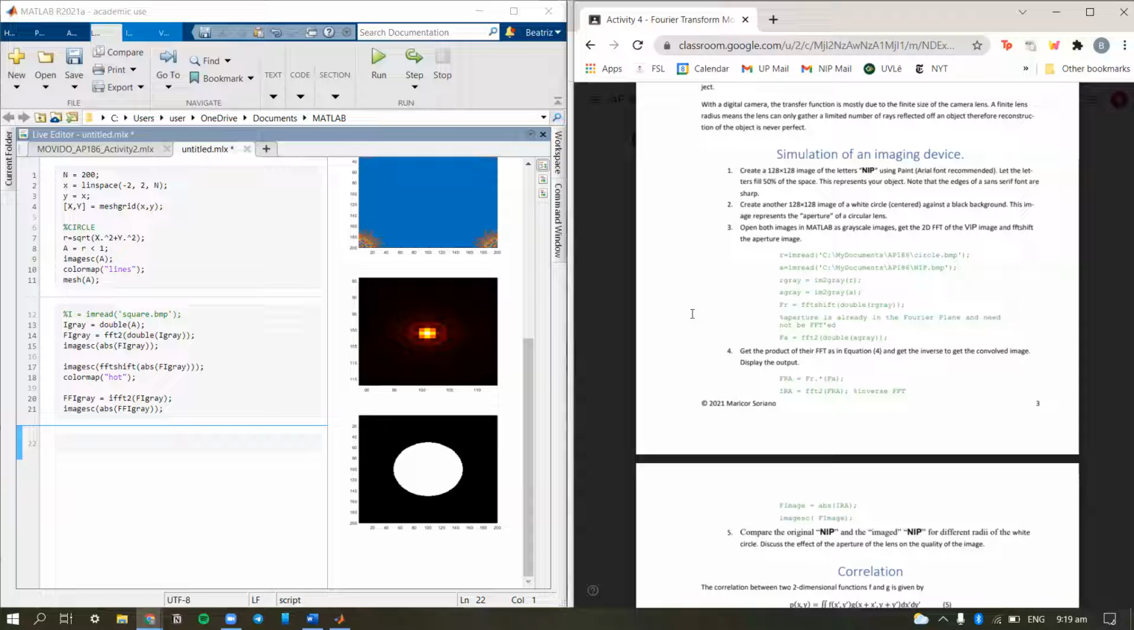Now, you generate here in this activity, simulation of an imaging device. What happens is, you will simulate what happens if you're using a lens of different apertures. How would an image look like? How would an object look like if you're using a lens of different aperture sizes? If this were a microscope, it's like you're using a lens having different magnifications. Okay?